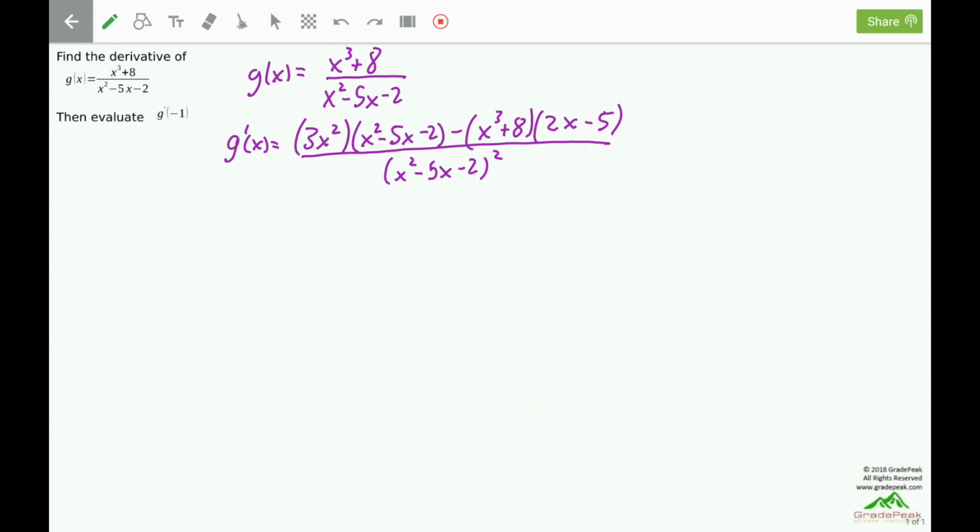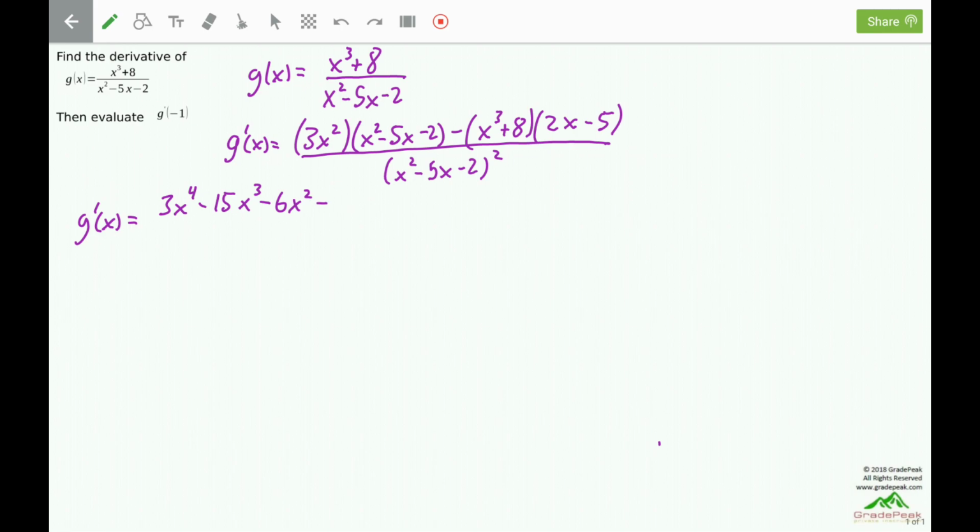The first thing we're going to do is distribute the 3x squared into each of those three terms. One term times three terms will give us three terms. G prime of x will equal 3x squared times x squared will be 3x to the, add the exponents, 2 plus 2 is 4. 3x squared times a negative 5x will be a negative 15x to the, add the exponents, 2 plus 1, x to the 3. 3x squared times a negative 2 will be a negative 6x squared.